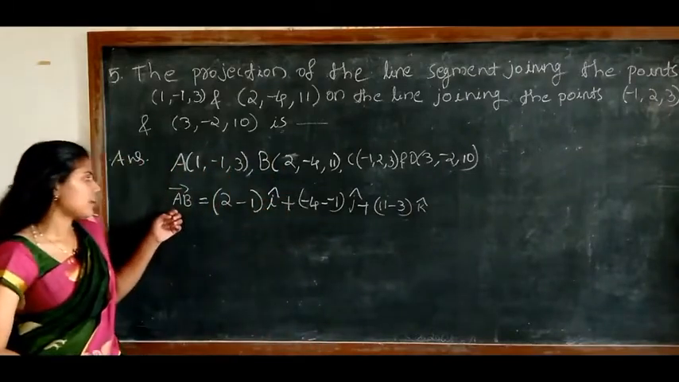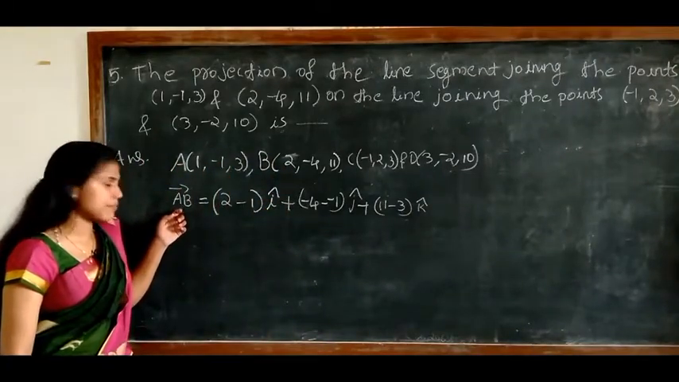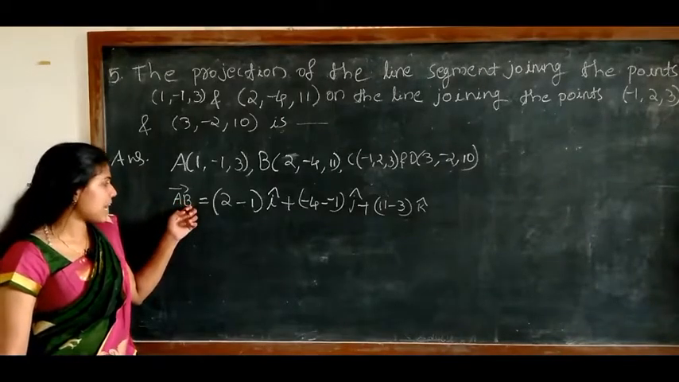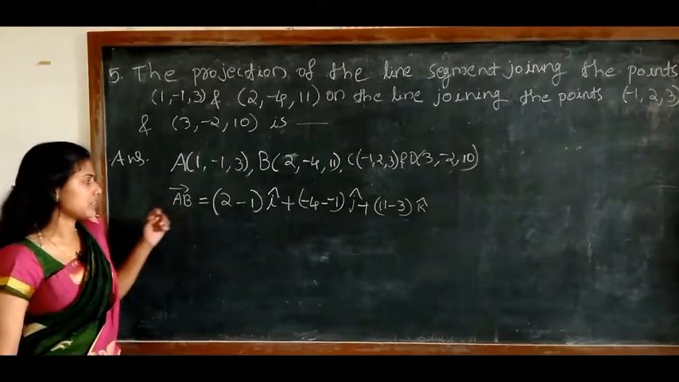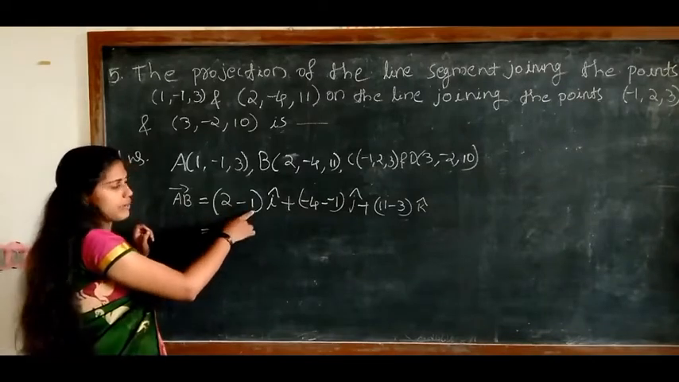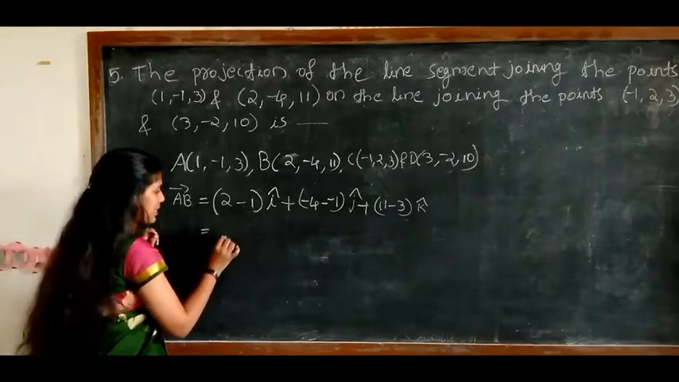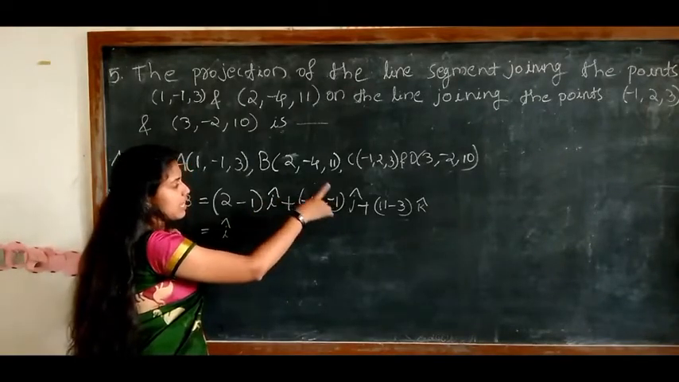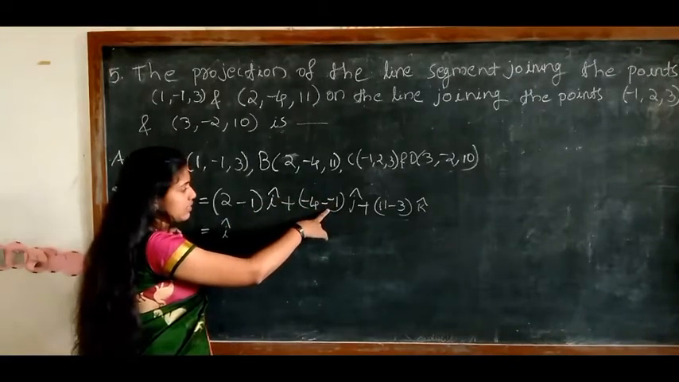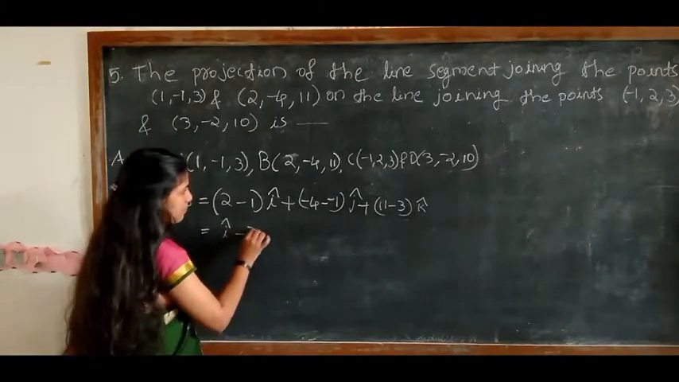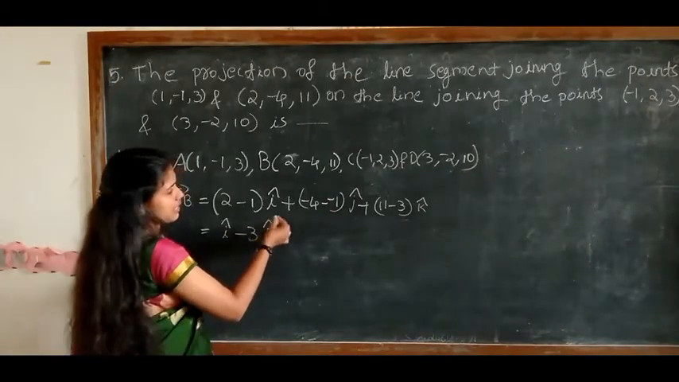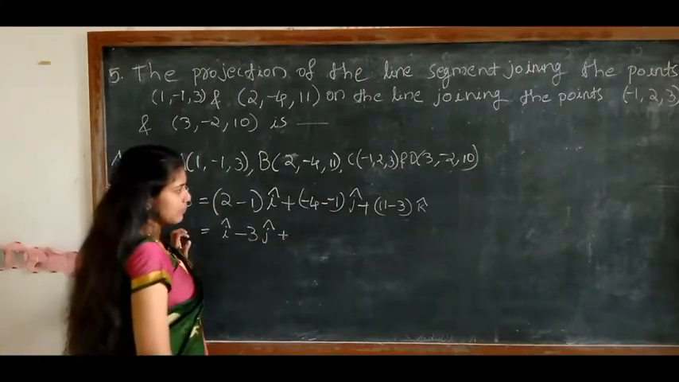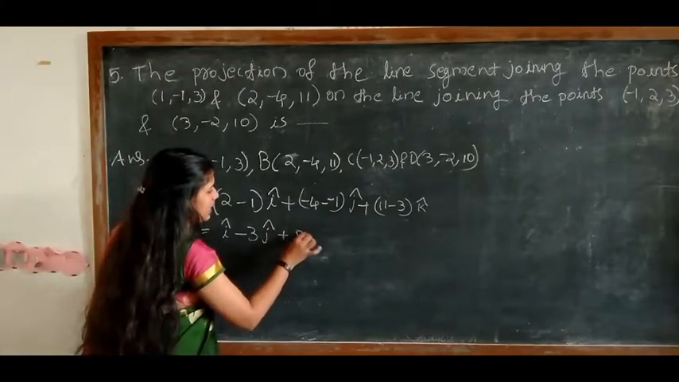Because vector AB can be determined by the component of B minus the component of A. That is equal to (2 - 1) = 1, so 1 i cap, then (-4 - 1)... -4 plus 1, which is equal to -3 j cap, plus (11 - 3) is 8, then 8 k cap.